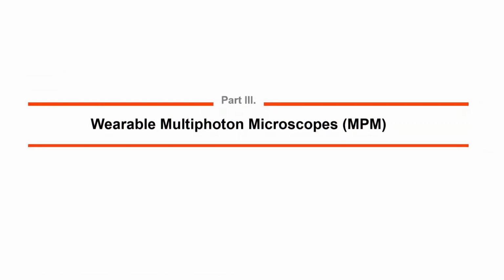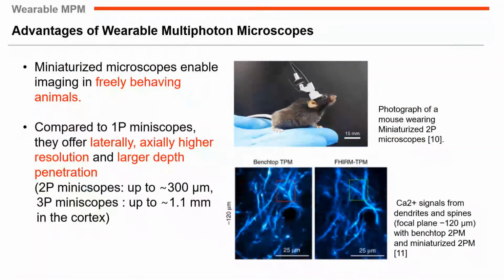Part 3 is about wearable multiphoton microscopes. Miniaturized microscopes enable imaging in freely behaving animals. So there have been continuous attempts to miniaturize multiphoton microscopes. Even as they get smaller, the advantages of multiphoton microscopes compared to one-photon microscopes are maintained, so they offer laterally and axially higher resolution and larger depth penetration.